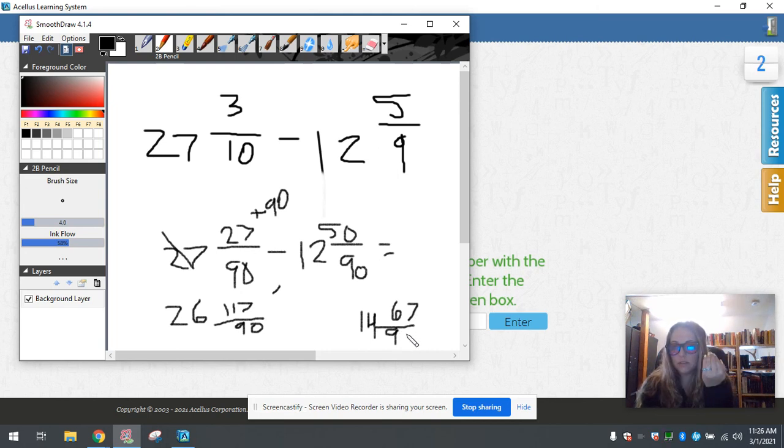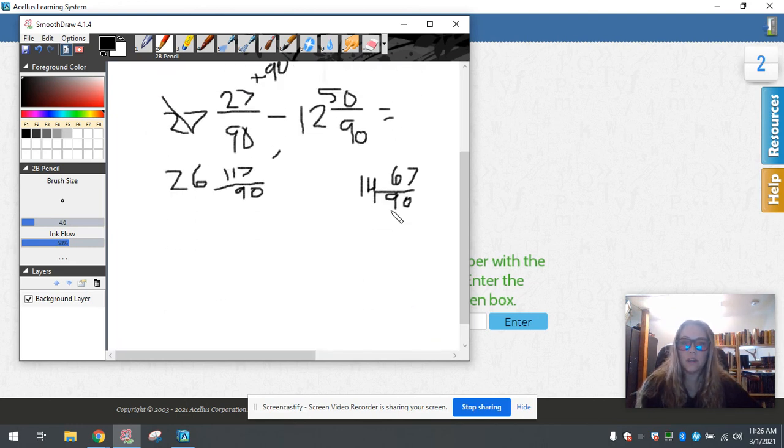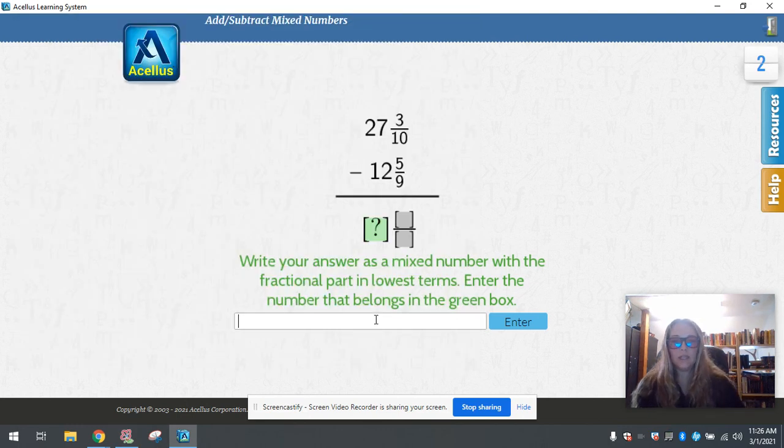I go through my divisibility facts. I can't reduce these, the 67 and the 90, because they don't have any common factors that they're divisible by. So I get 14 and 67 out of 90.